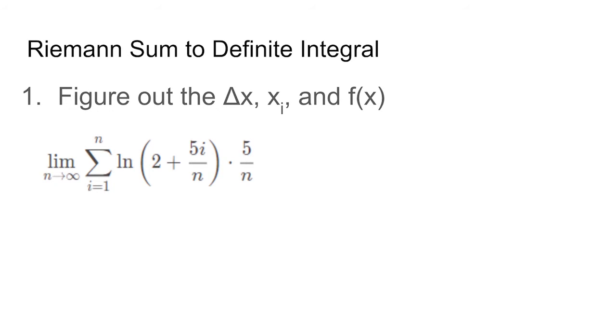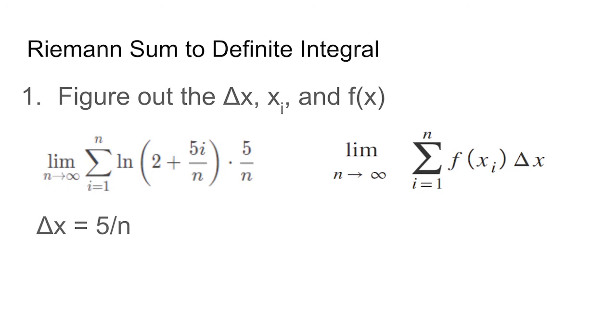So the first step for this is figuring out the delta x, the x sub i, and f of x. We can look at our Riemann summation notation for this, and we can see that delta x is 5 over n, and x sub i is 2 plus 5i over n. And we can also see that f of x is ln of x.